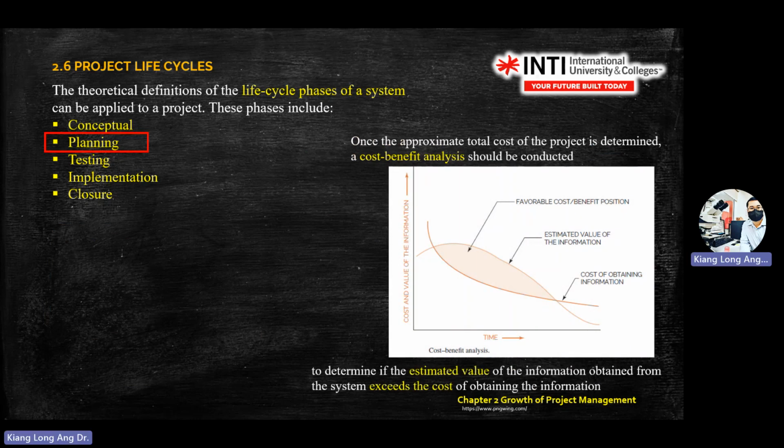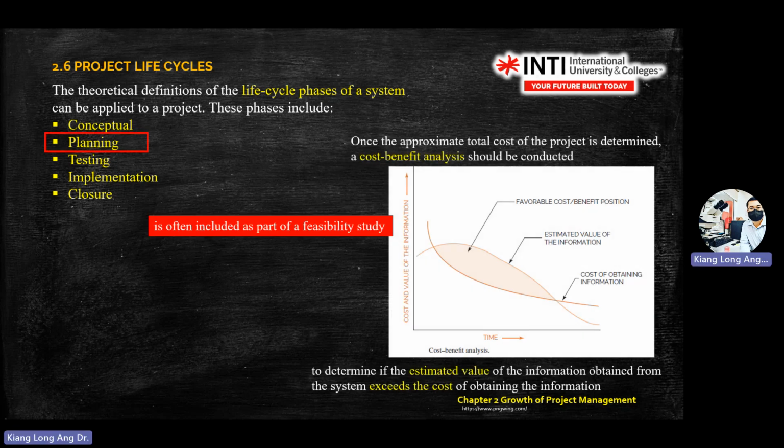This is another graph, cost-benefit analysis. The y-axis is the cost and value of information, and the x-axis is time. Again, you have two curves here: cost and estimated value. This one is the cost of obtaining information. This line is the estimated value of information. Try to stay within this region in management.